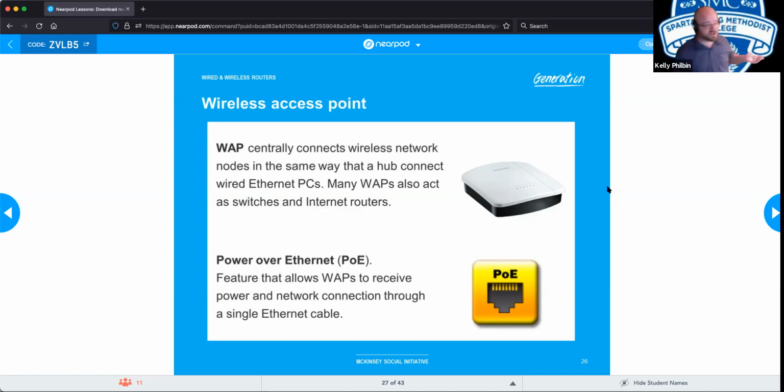Well, when we're installing things like this up in the ceiling, we don't necessarily want to run power to every single one of these nodes, because that can be, one, expensive because you have to hire electricians to do that. Two, it's added labor, added materials, added work. So they found a way to use your Ethernet cables or your network cables and run power through those Ethernet cables to power devices up in the ceiling.